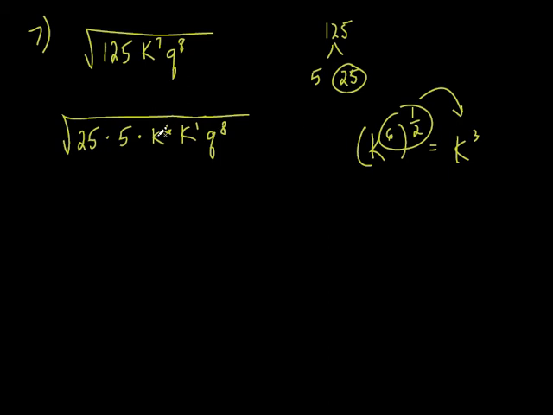But look, just remember, if you take the square root of an even exponent, all you got to do is take half the exponent. So it's going to be k to the 3rd. Take half of this exponent. It's going to be q to the 4th. And I just showed you the reasoning here.